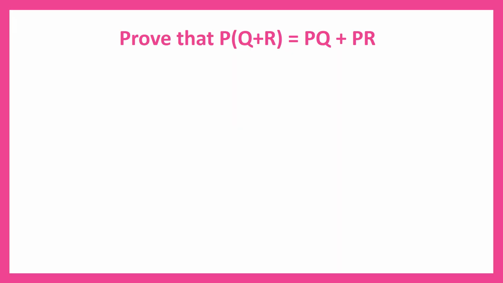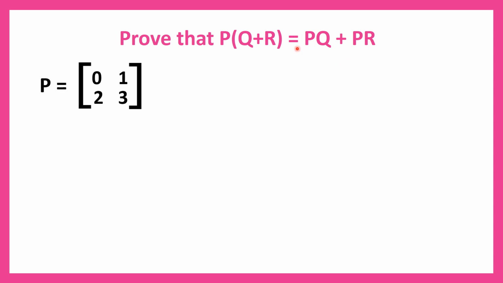Our first question is: prove that P into (Q plus R) is equal to PQ plus PR. We have to prove that the left hand side is equal to the right hand side. Left hand side is this, P into (Q plus R), that is equal to the right hand side, that is PQ plus PR.